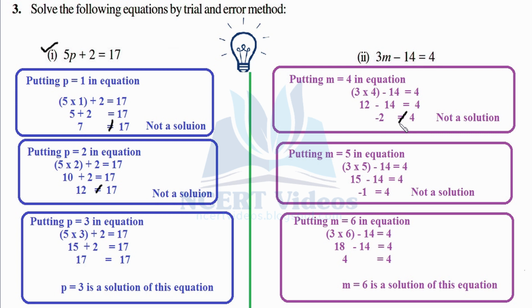You can cross it. Now let's put 5, because we want to make this side bigger so that the number comes positive. So placing 5, we are increasing with 1, an increment of 1.